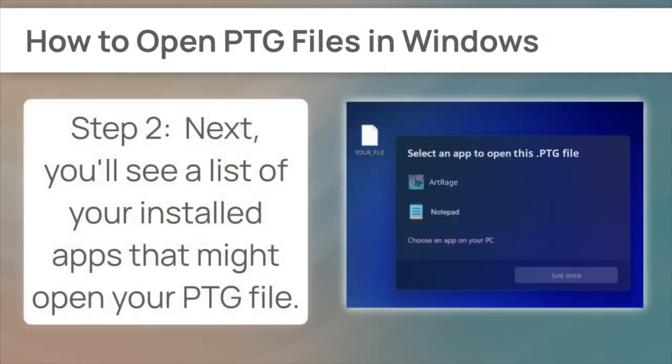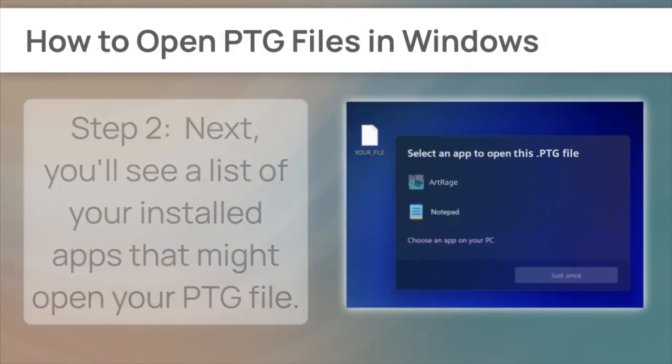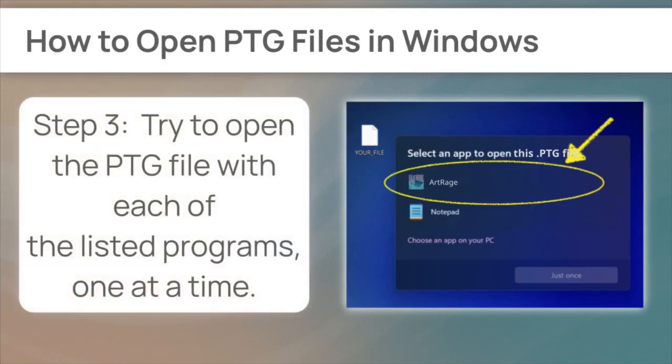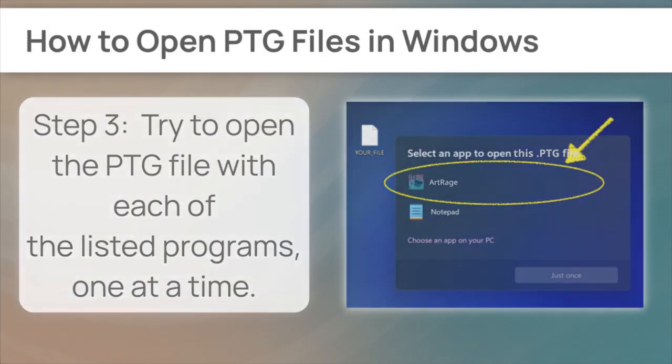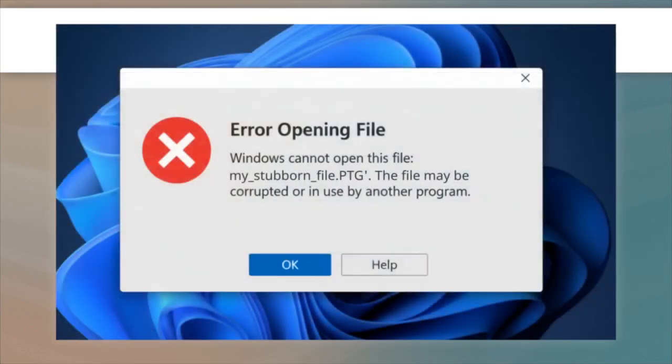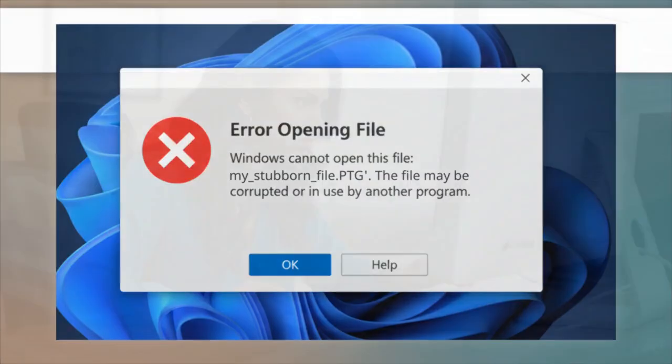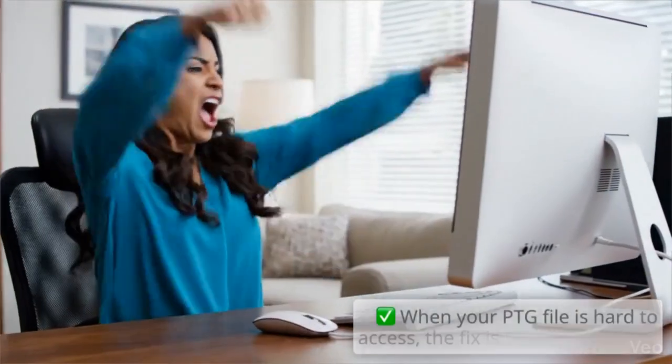Right-click your PTG file and choose Open With. Test ArtRage first. If it fails, select another application. The right reader is in there somewhere. If the PTG file hasn't opened yet, take a breath. The specificity of the PTG format is likely what caused the error.